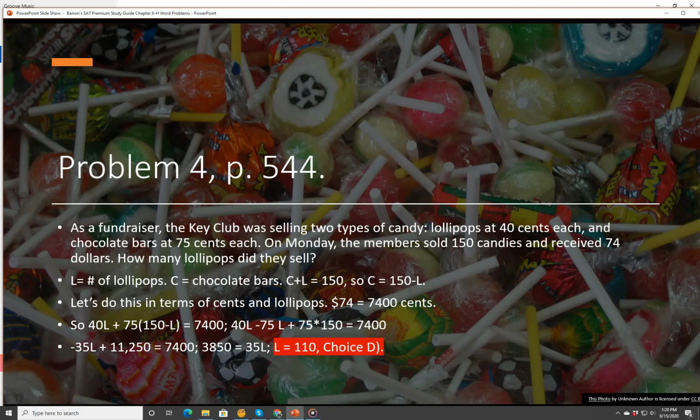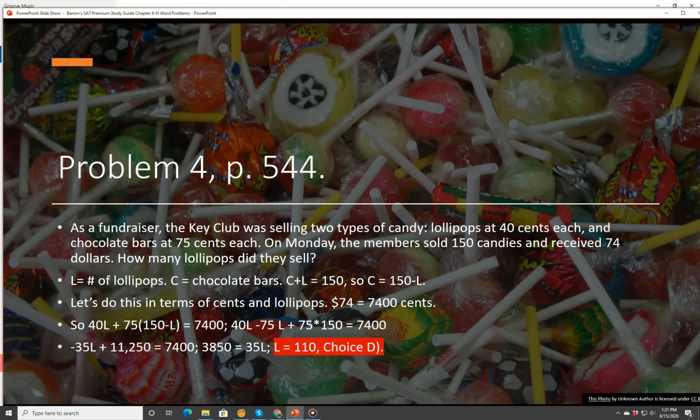Well, let's let L equal the number of lollipops, C equal the number of chocolate bars. So we know that C plus L is 150 because the total is 150 candies. And so C is obviously 150 minus L. So let's do this in terms of cents and lollipops, because we want to solve for lollipops. Since it's 40 cents and 75 cents, we can just convert the $74 to 7,400 cents.